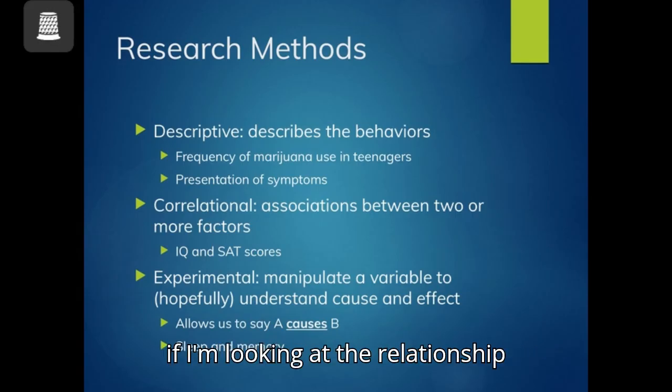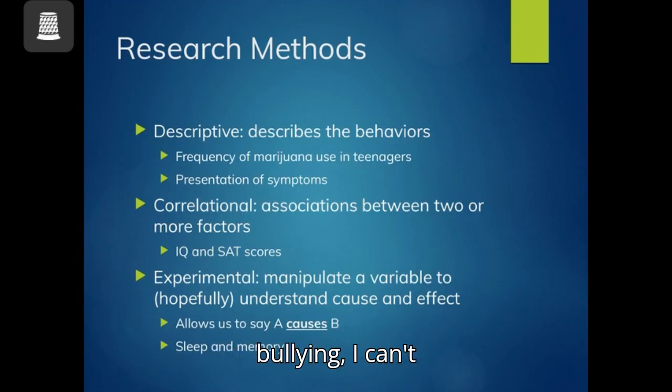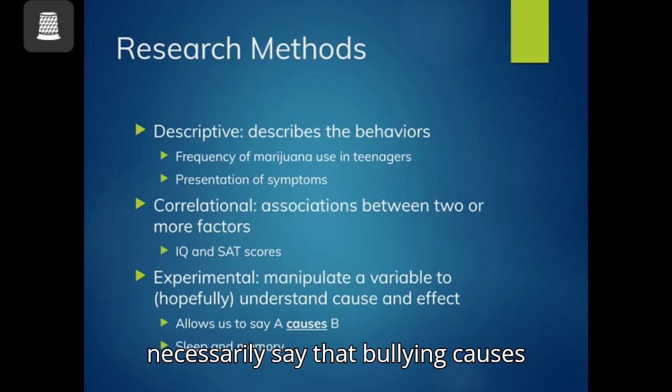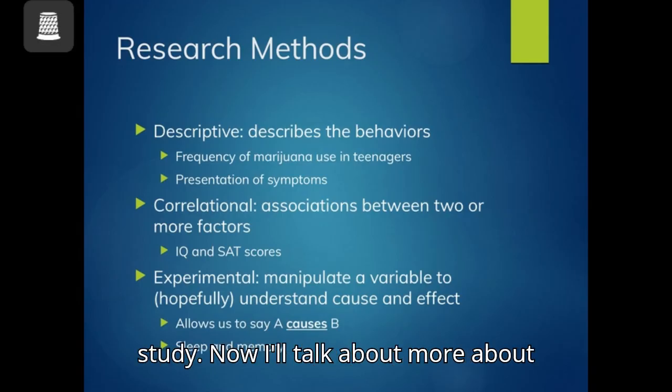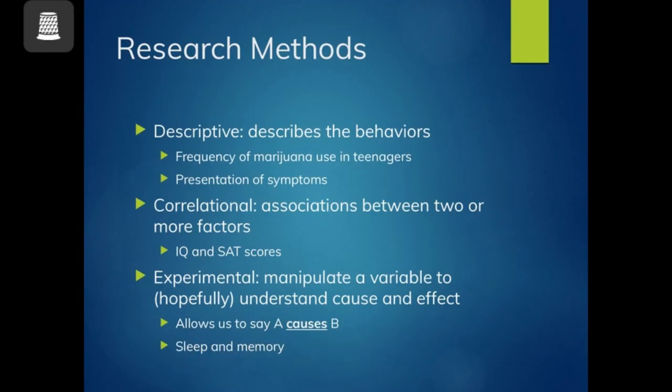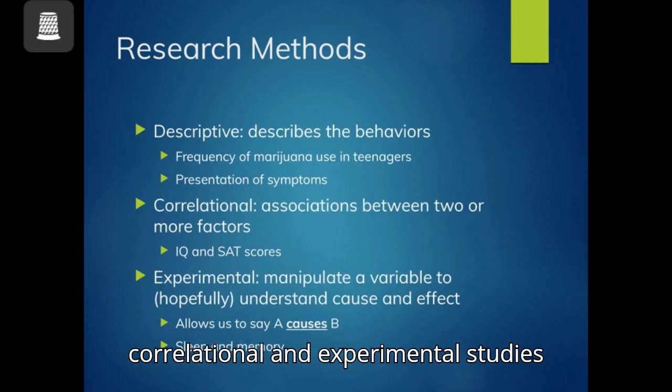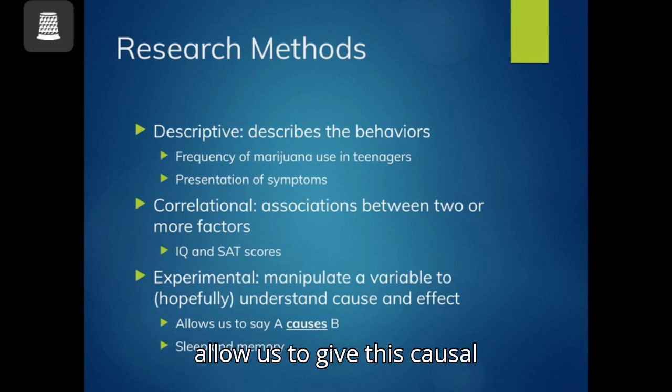Now, our correlational studies were not really able to do this. So, for instance, if I'm looking at the relationship between depression and bullying, I can't necessarily say that bullying causes depression. So, that's a correlational study. Now, I'll talk more about the difference between these correlational and experimental studies and why it is that experimental studies allow us to give this causal explanation a little bit later on.